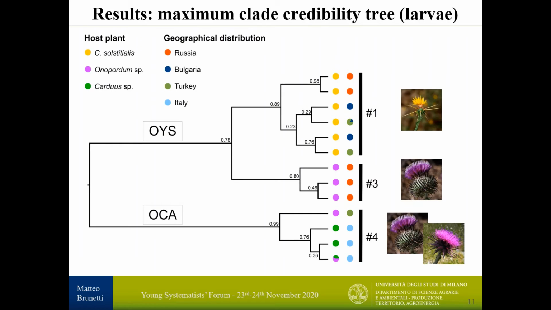Now, group 1 and 3 clearly correspond to individuals collected on a single host plant taxon, with group 1 including individuals collected only on Centaurea solstitialis, and group 3 individuals collected only on Onopordum. Instead, group 4 is composed of haplotypes associated to both Onopordum and Carduus, and there is even a single haplotype that is associated to both these host plants, the last one at the bottom of the tree.